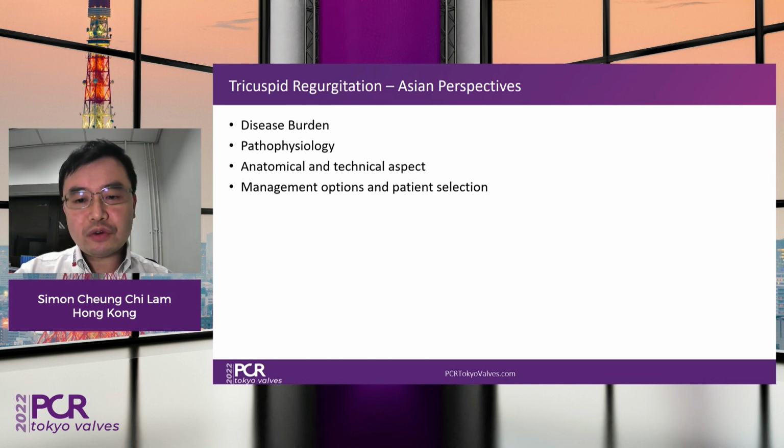For Asia, it's no different from the Western world, but our patient population is big because life expectancy is a bit longer in the Asian population. The pathophysiology is similar, but in Hong Kong I encounter a lot of patients with other congenital heart diseases. They had operations before at a young age, so transcatheter is a good option for them, and also patients with dilated cardiomyopathy or with pacemaker leads. Anatomically and in technical aspects, we in general have a smaller heart. Sometimes when we handle the catheters, there may be technical difficulties, and management options and patient selection will also be important in the Asian population.